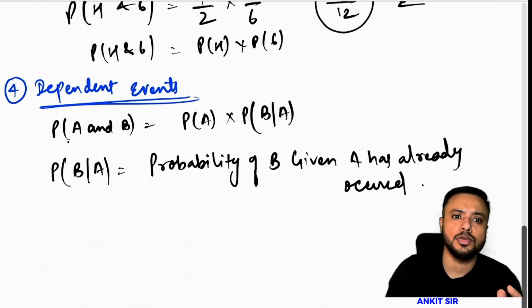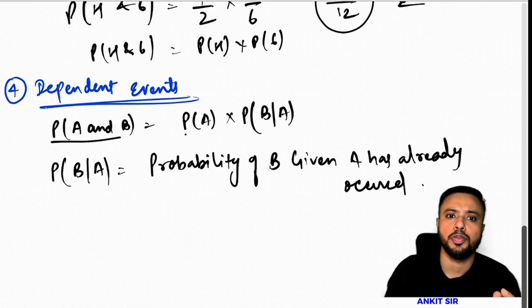So the formula which we use in this is P of A and B is equal to P of A into P of B by A. And P of B by A means the probability of B given that A has already occurred. So just remember this formula, guys, and I will explain this to you with the help of an example.